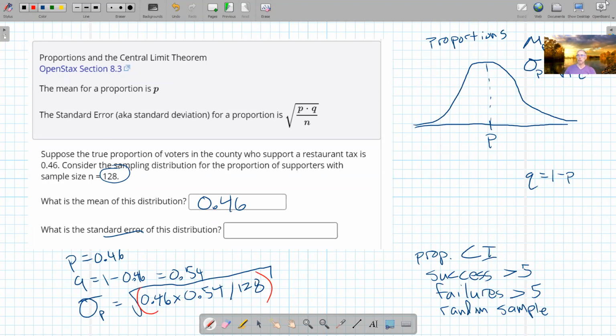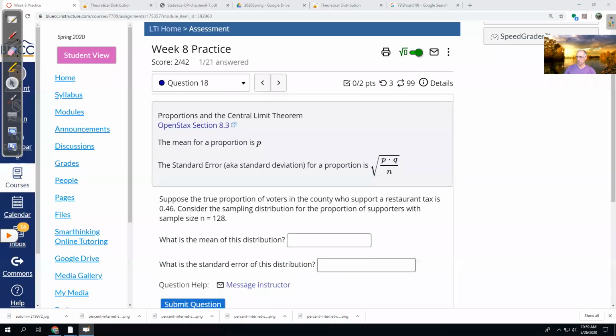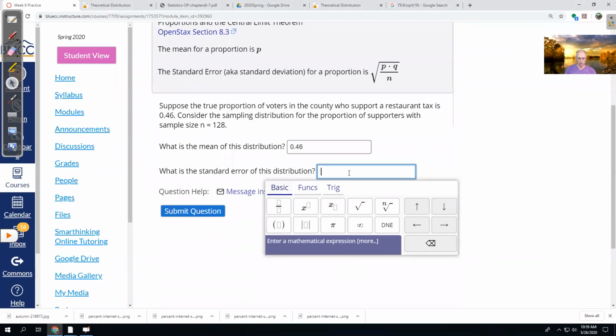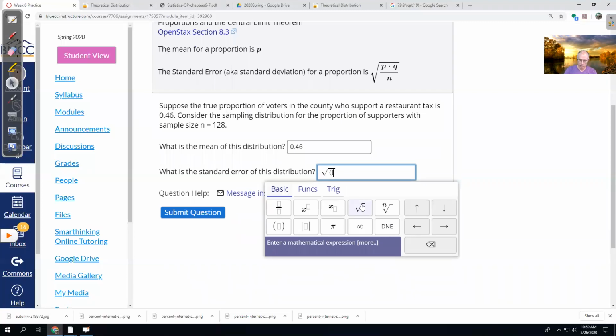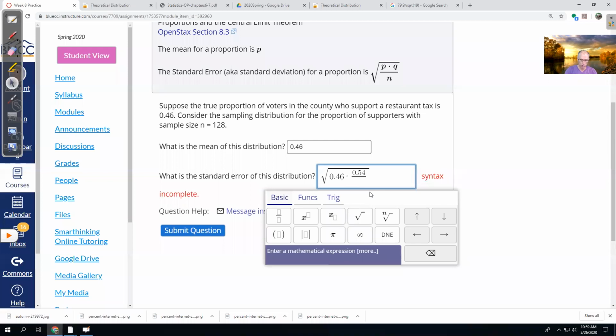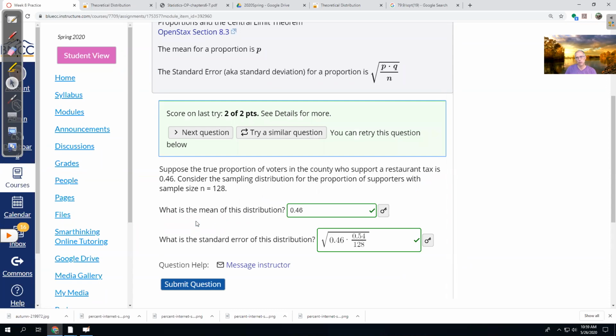All right, so let's try it on a calculator. And then I'll have to get to 19 next time, I think, unless anybody wants to hang out a little longer. That's 0.46. Ooh, it'll let me type it in. Oh, that's cool. So I could just click the square root button and say 0.46, because it says I can enter an expression times 0.54 divided by 128. So that's one way I could enter my answer.